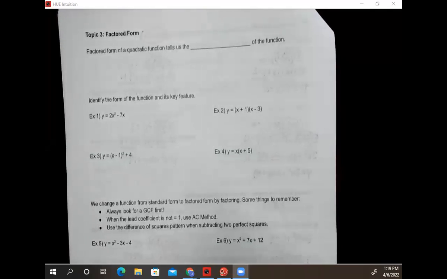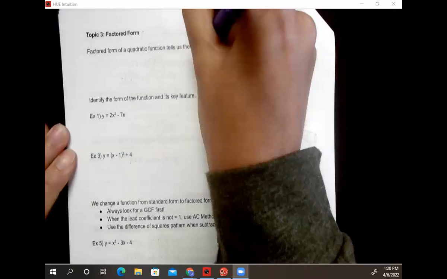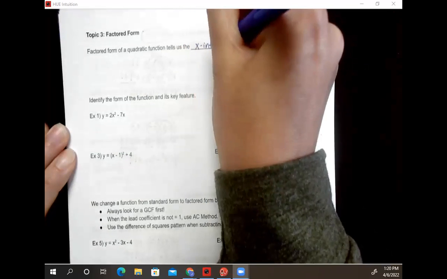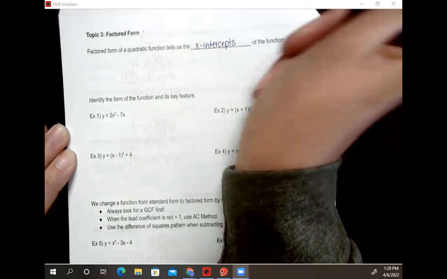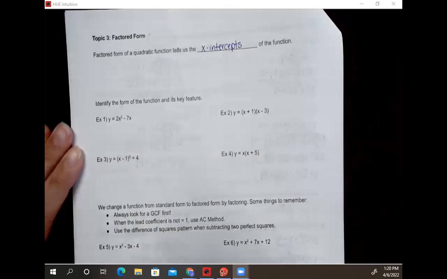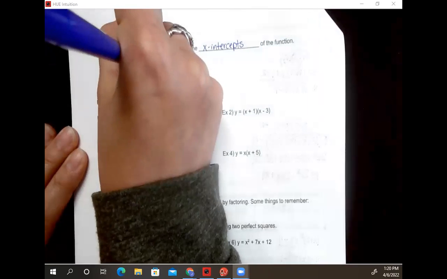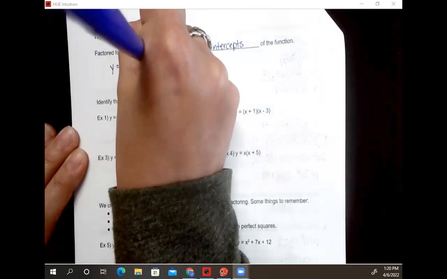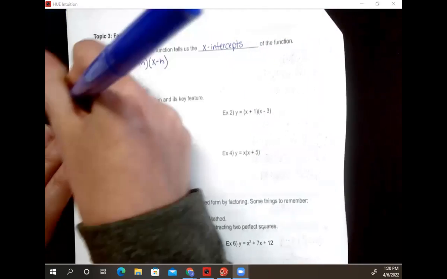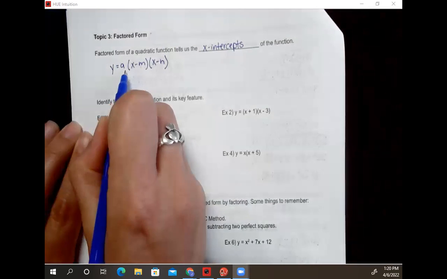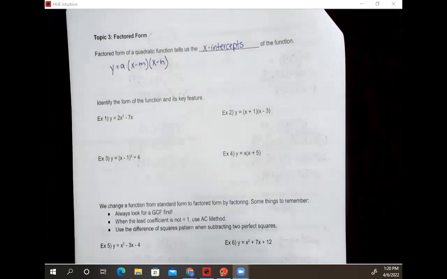So factored form for a quadratic function. Does anybody remember what that tells us? The x-intercepts. Yep, the x-intercepts. So the generic version of factored form looks like this. We've got that lead coefficient in here again. Remember, this a value tells me the same stuff as our a values from standard form and vertex form.